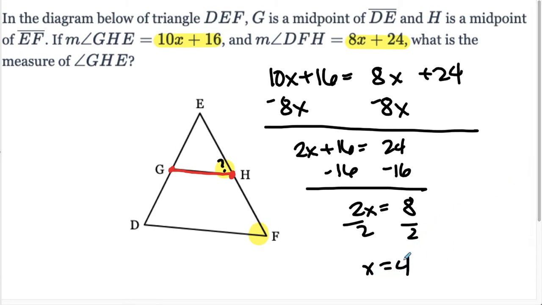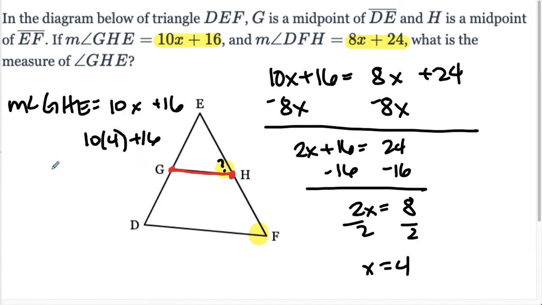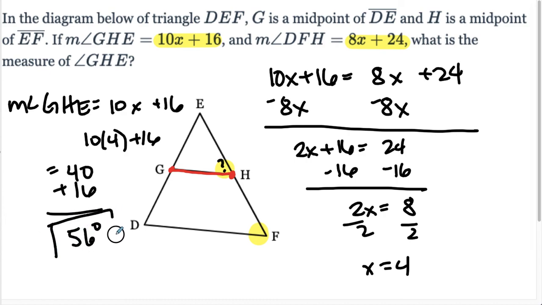But we only know x is equal to 4. That doesn't answer the question of the measure of GHE. We now have to plug this x back into the equation, x equals 4. So the measure of GHE is equal to 10x plus 16. 10 times 4 plus 16 is equal to 40 plus 16, which is 56 degrees. So we know that GHE is 56 degrees. If they also asked us about DFH, that will also be 56 degrees. Okay, and that is it. Thank you for watching.